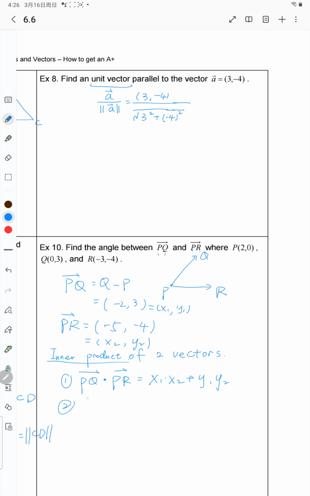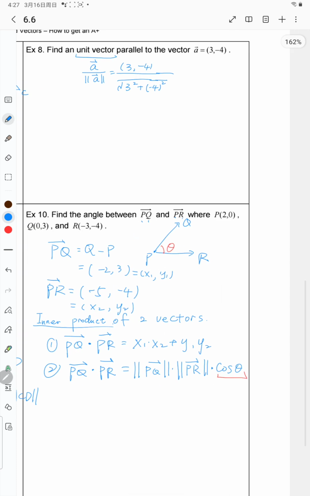And then the second formula for the inner product is PQ inner product with PR is the length of PQ, the length of the first vector, multiplied with the length of the second vector, and then we multiply by cosine theta. It is exactly the theta angle between them, right? The cosine theta. So here we get the theta. Using these two equations, it's very handy to compute theta, right? So these are both formulas for the inner product.